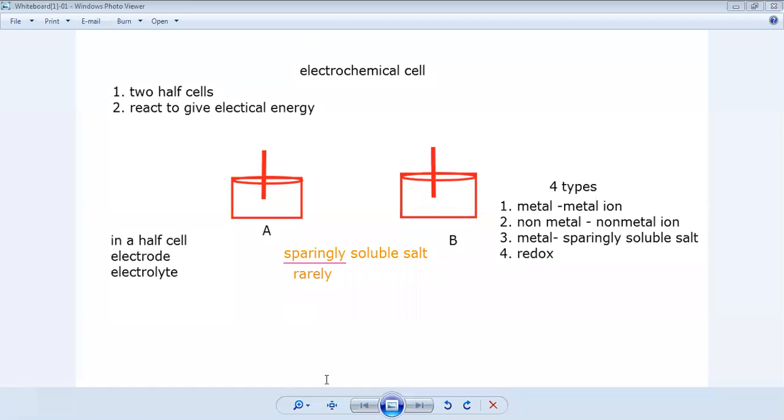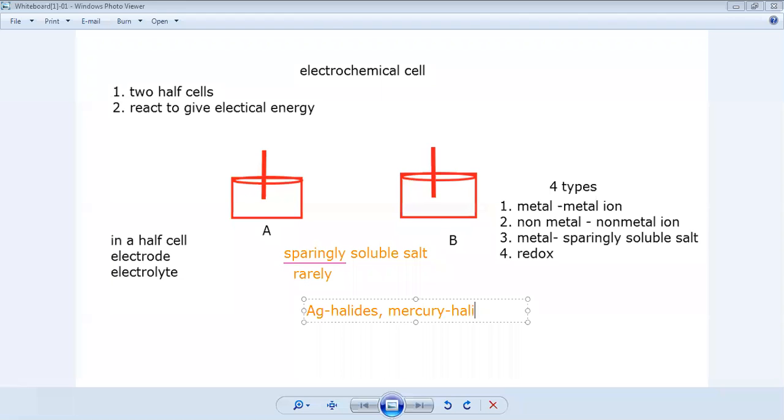Okay. So silver halides. All silver halides are sparingly soluble. They are not at all soluble in water. So hence they are called what? Sparingly soluble salts.